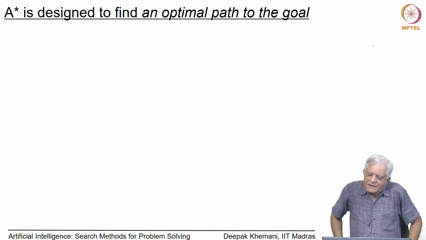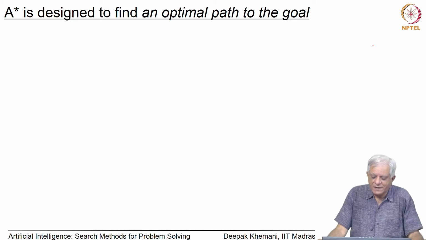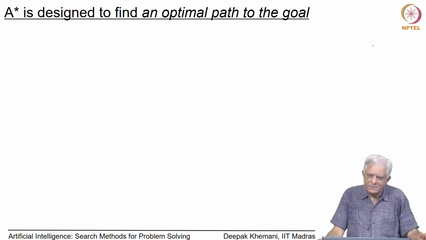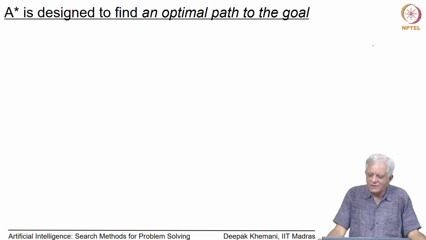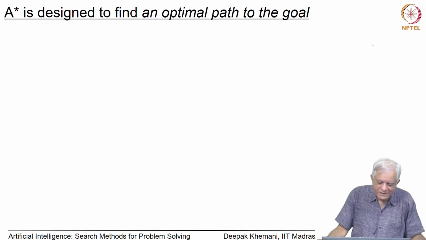Now, A star, unlike Dijkstra's algorithm, is designed to find an optimal path to the goal node. Dijkstra's algorithm simply says to find shortest paths to all nodes in the graph. A star is more to do with AI related search, which means it is solving a particular problem of reaching a particular goal state or a goal description which may have 2 or 3 or 4 goal states associated with it.